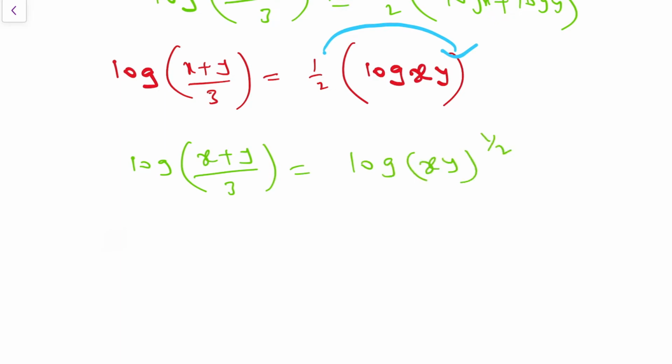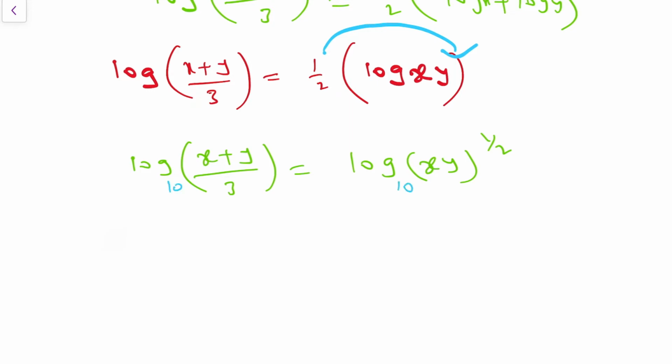What is the meaning of power 1 by 2? Power 1 by 2 is nothing but the root. Otherwise you can keep it like that also, it's up to you. Now the left side logarithm is separate, and the right side logarithm is also separate. Both logs have the same base. If the base is not written, then 10 is the base, so here also base 10, and here also base 10.